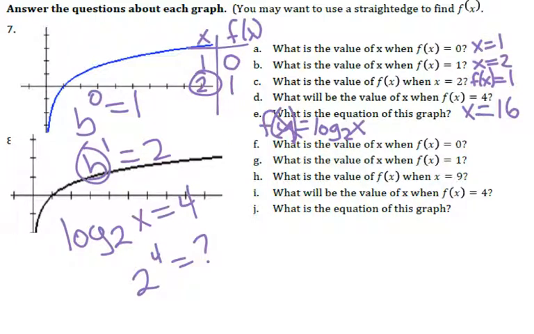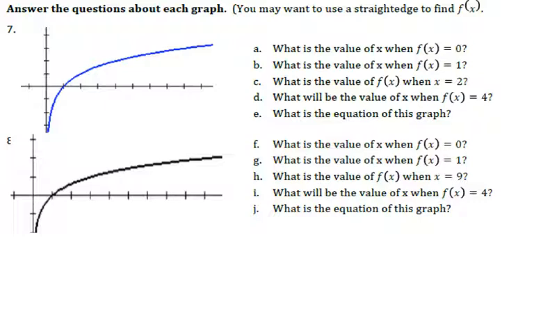Alright, 8 is kind of the same idea. What is the value of x when f of x is 0? It's 1. What is the value of x when f of x is 1? Actually it looks like it's more 3 to me. What is the value of f of x when x equals 9? Looks like it goes up to 2.